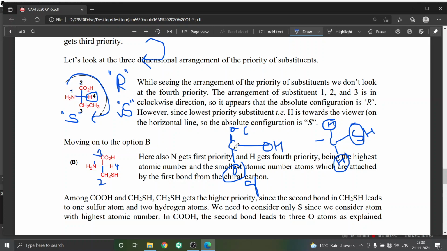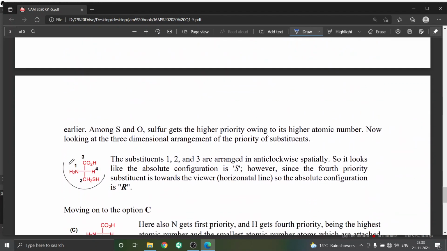You don't look at the fact that this carbon is attached to three oxygen atoms. Here it is only one sulfur. We don't look at all this. We just look at the atom with the highest atomic number. So the highest atomic number very clearly is sulfur. So sulfur wins. So it is like this. Now we will see the arrangement. The arrangement is 1, 2 and 3. The arrangement is going like this. It is anti-clockwise. So it looks like S, but it will be R because H is on the horizontal line. So this was the question. So very clearly second is the answer.